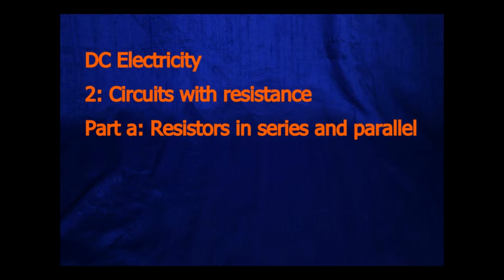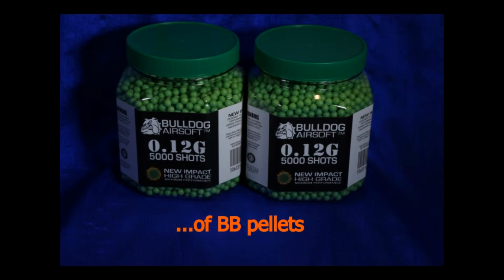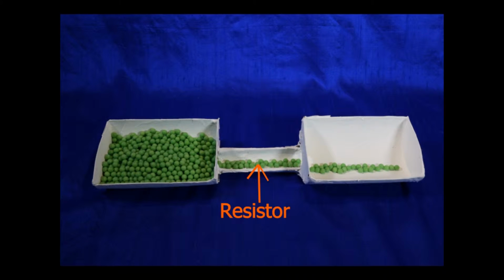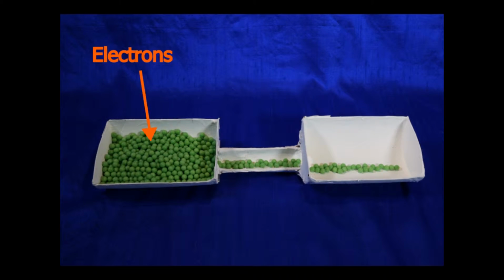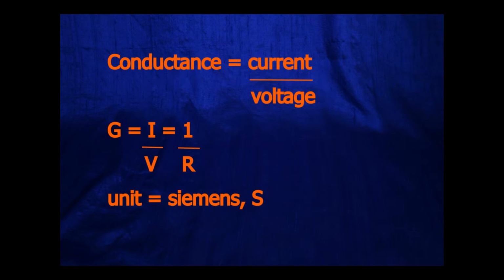DC Electricity, Part 2, Circuits with Resistance. Section A, Resistors in Series and Parallel. The purpose of a resistor is to limit the current in a circuit, and that enables you to control the heating effects. Resistance is defined to be the voltage across a component divided by the current through it.